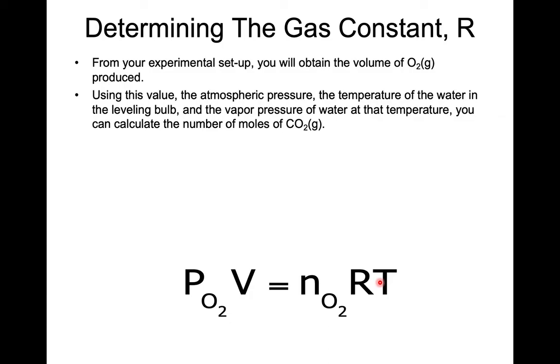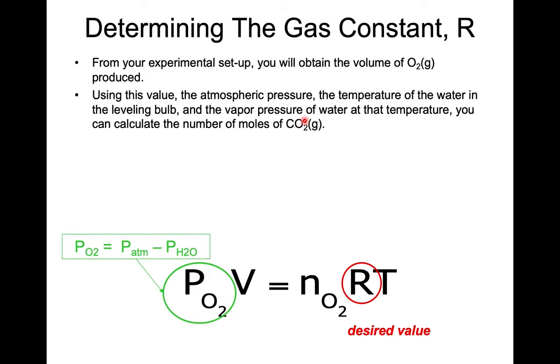Using this value, the atmospheric pressure, the temperature of the water in the leveling bulb, and the vapor pressure of water at that temperature, you can calculate the total number of moles of O2 gas to figure out your desired value for R. So here's a little bit more data on how to get each one of those pieces.